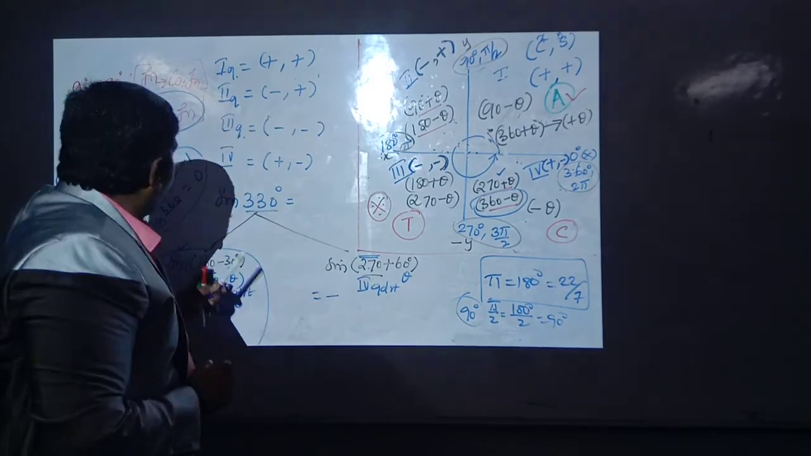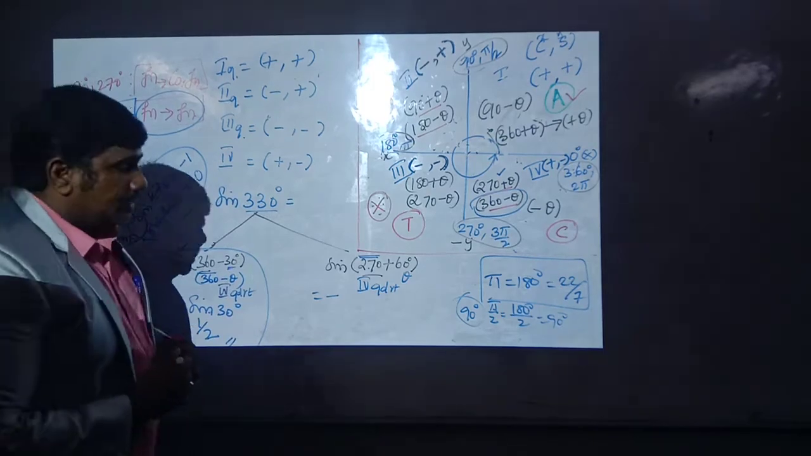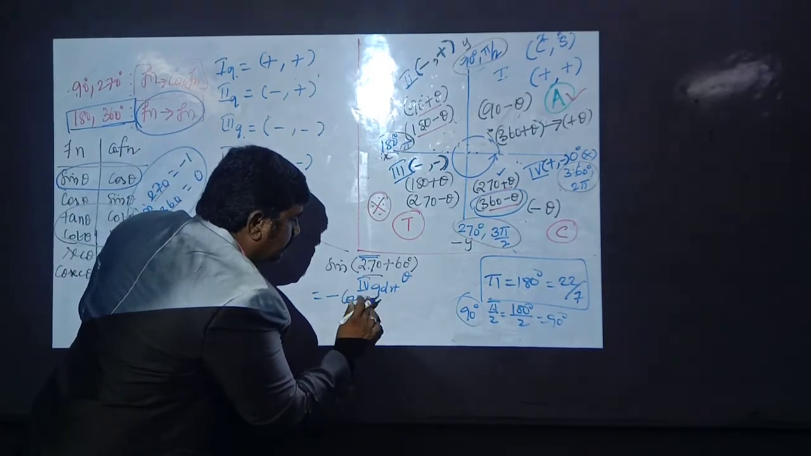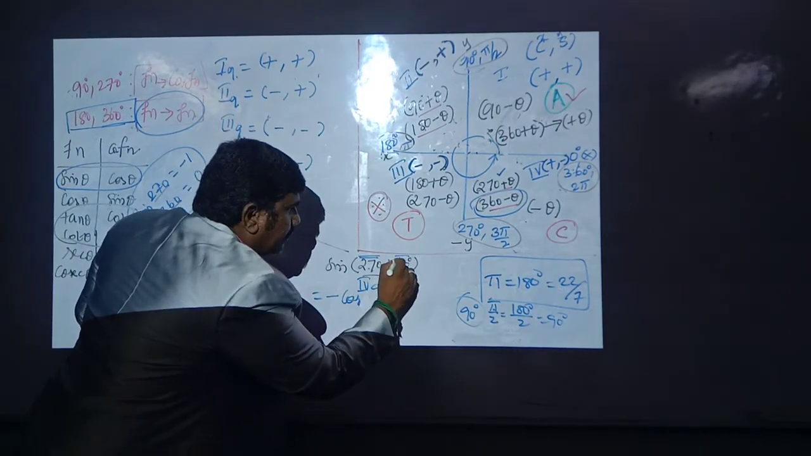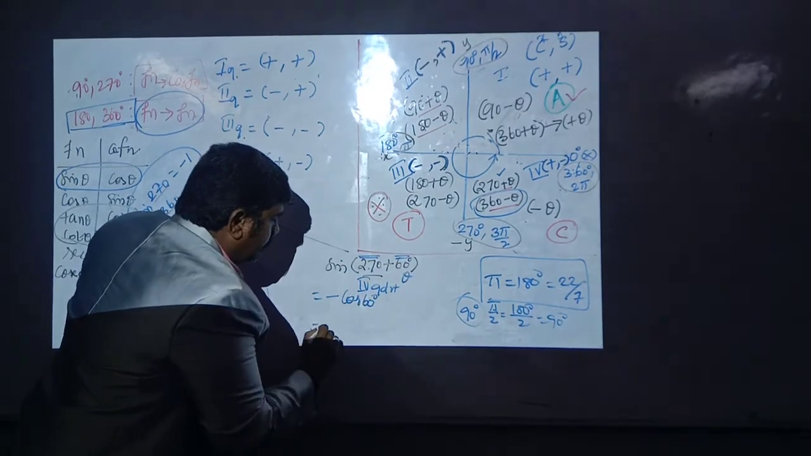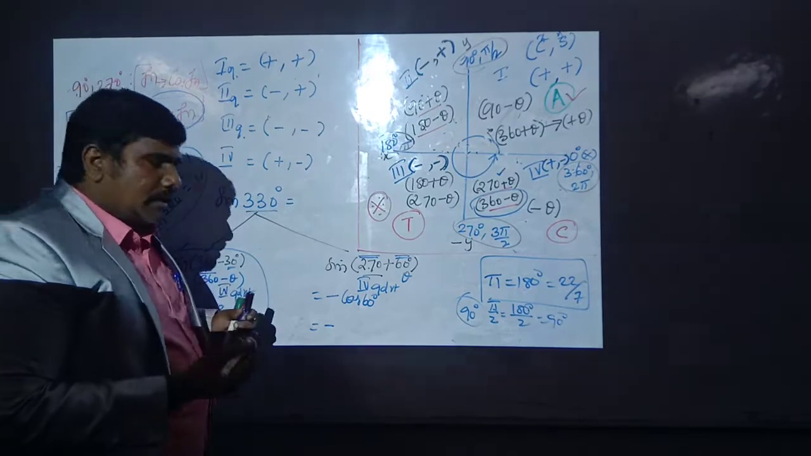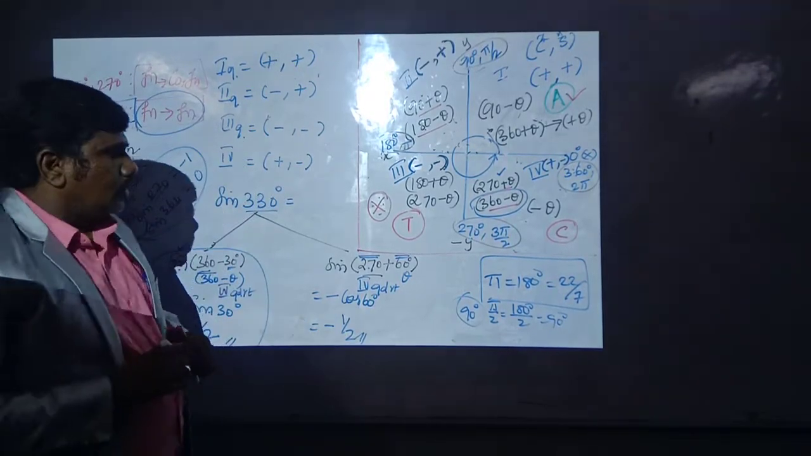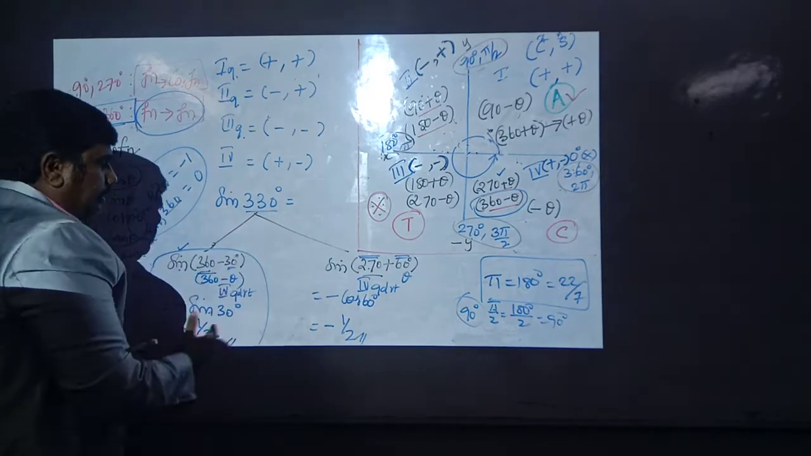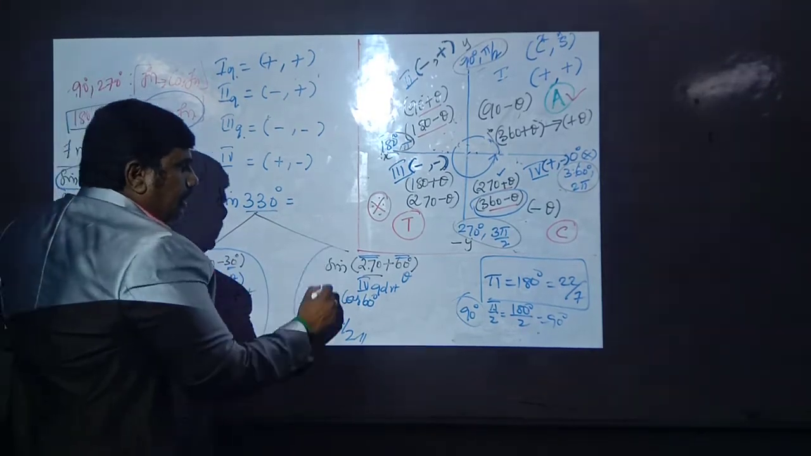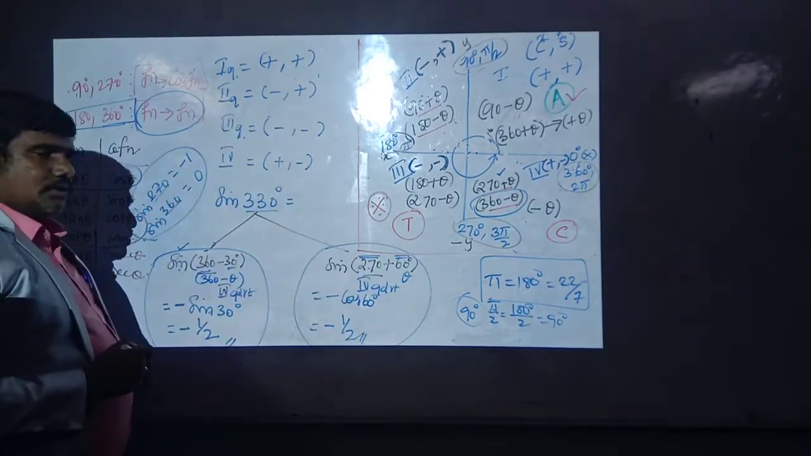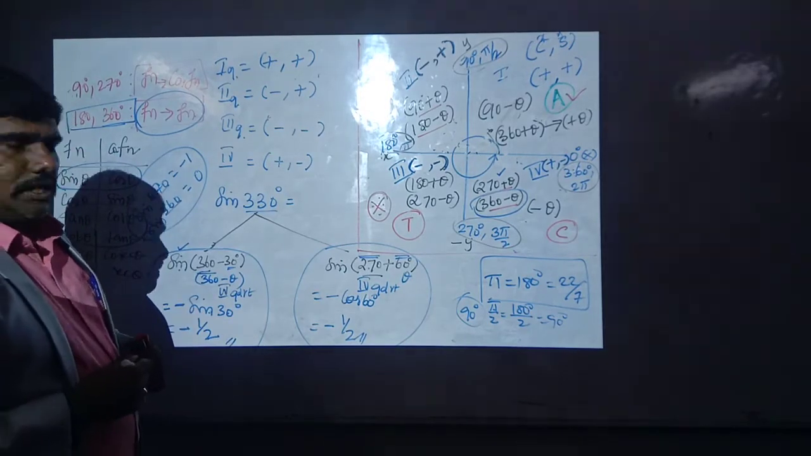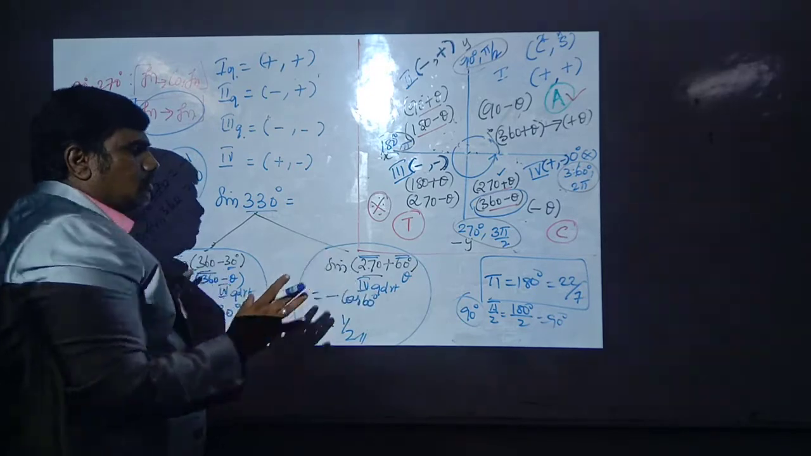Second, if 270 or 90 comes, then automatically the function will become the co-function. So cos of theta, instead of theta what we have is 60 degrees. So what is cos 60? It is equal to sin 30, isn't it? So that's what we have seen. So the value of sin 330 will become minus 1 by 2. So both ways we can write it, or you can find it. I hope you have understood these concepts.